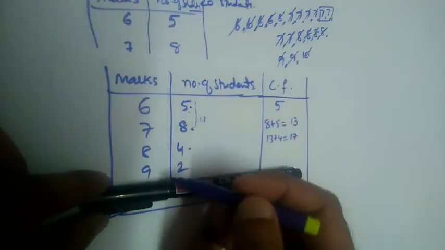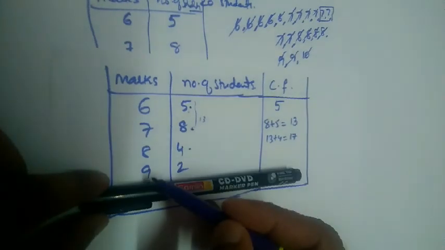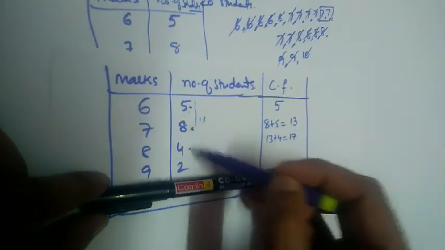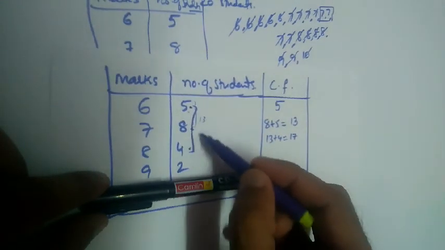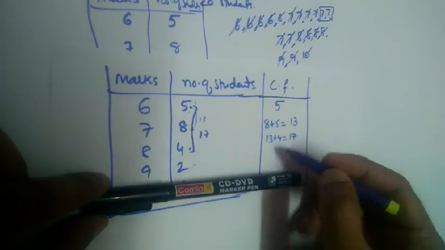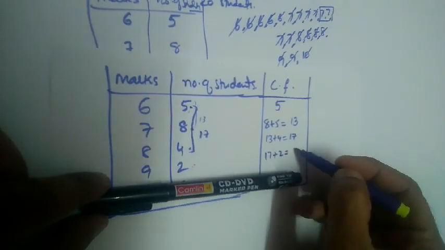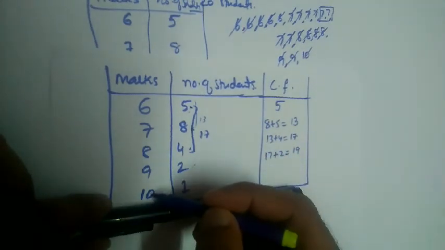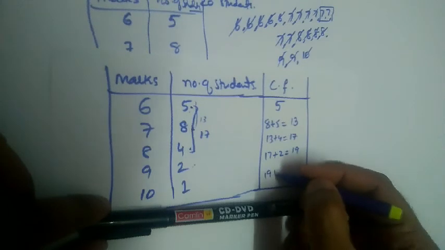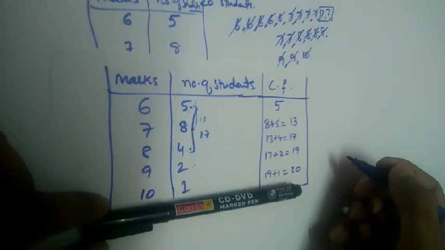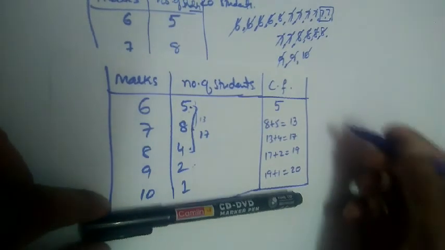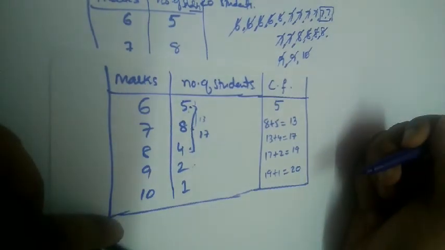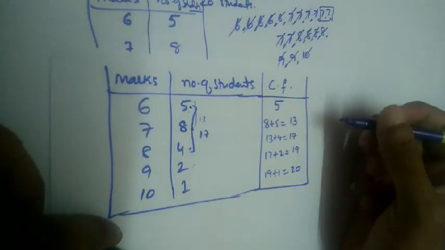Now how many students got less than 9 marks? Addition of all these 4 numbers, 5, 8, 4 and 2. Up to here it was 17, and 17 plus 2 is 19. Now up to 10 marks. Everybody got up to 10 marks, right? So 19 plus 1 is 20. So there are 20 students. This column is cumulative frequency. This is how we write cumulative frequencies. I hope this is clear.